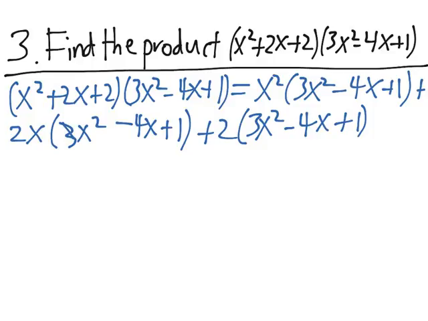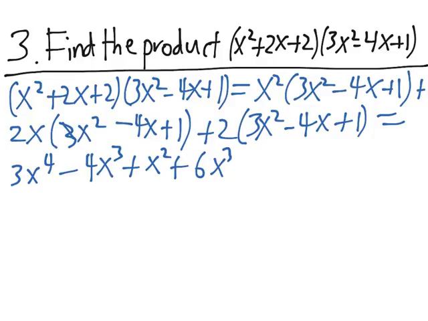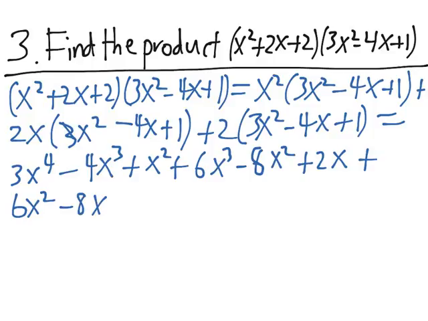Now we can simplify each of these terms in the same way. So this equals x squared times 3x squared, which is 3x to the 4th, plus x squared times minus 4x, which gives us minus 4x cubed, and then plus x squared times 1, which is x squared, plus 2x times 3x squared, this is 6x cubed, plus 2x times minus 4x, which is minus 8x squared, plus 2x times 1, which is equal to 2x, and finally plus 2 times 3x squared, giving us 6x squared, minus 8x, which is 2 times minus 4x, and plus 2 times 1, which is 2.